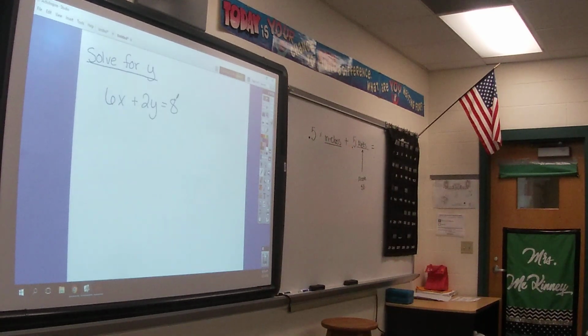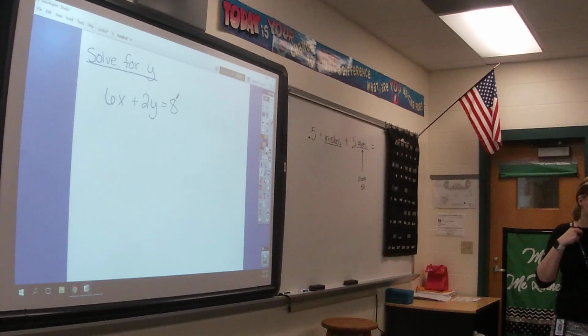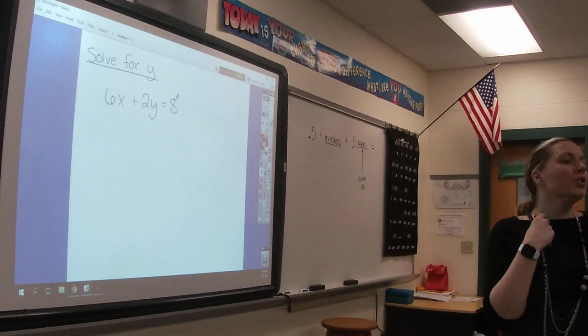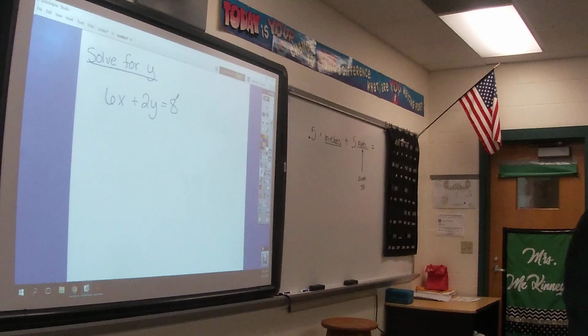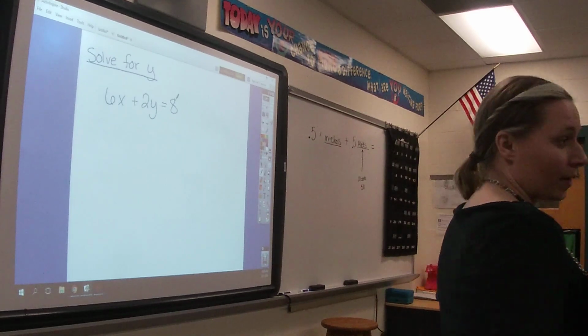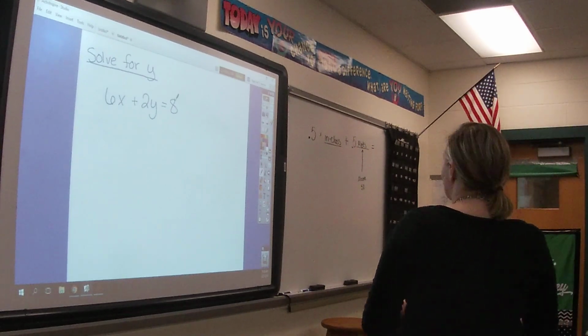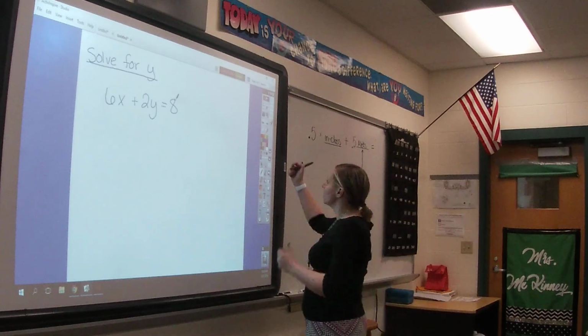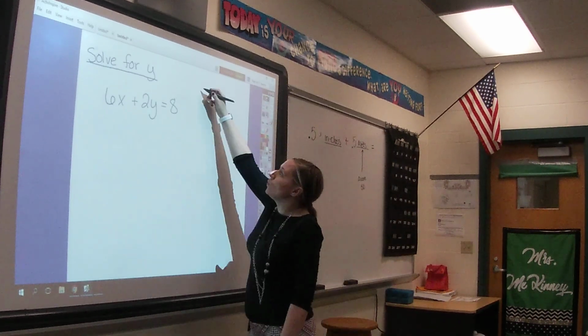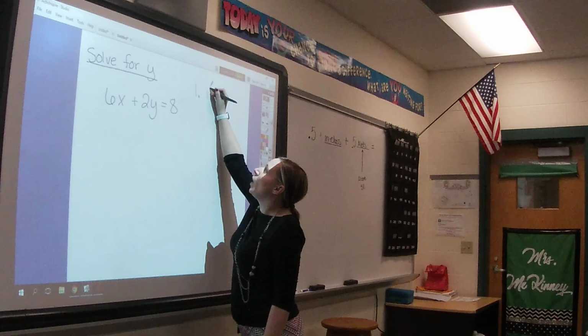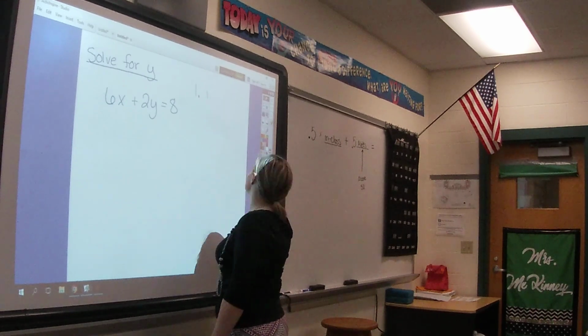6x plus 2y equals 8. Now, this is one extra step further, because now not only do we have multiple letters, but we also have multiple numbers. Okay, the good news, though, is that it's the exact same process every single time. So if you follow the exact same process every single time, you should be good to go.